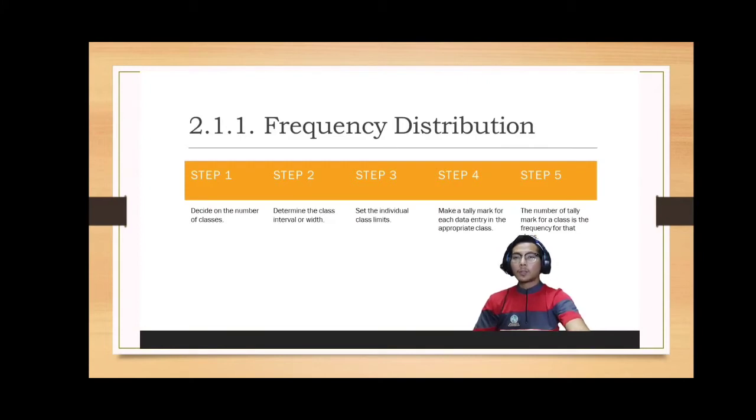For data arrangement 2.1.1, which is frequency distribution, we have steps to follow. Step 1. Decide on the number of classes. Step 2. Determine the class interval. Step 3. Set the individual class limits. Step 4. Make a tally mark for each data entry in the appropriate class. Step 5. The number of tally marks for a class is the frequency of that class.